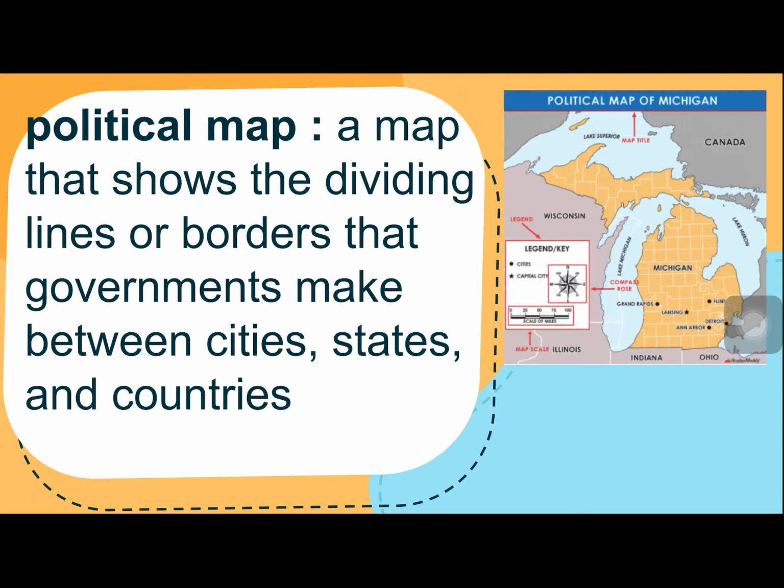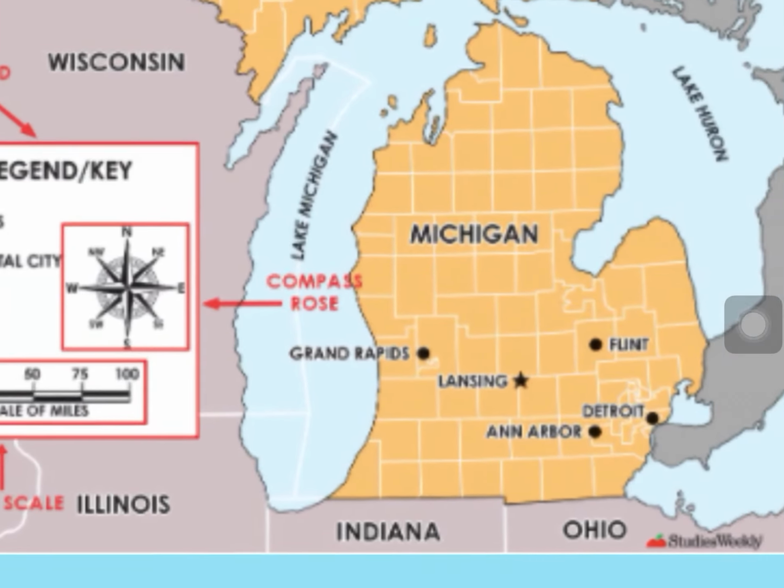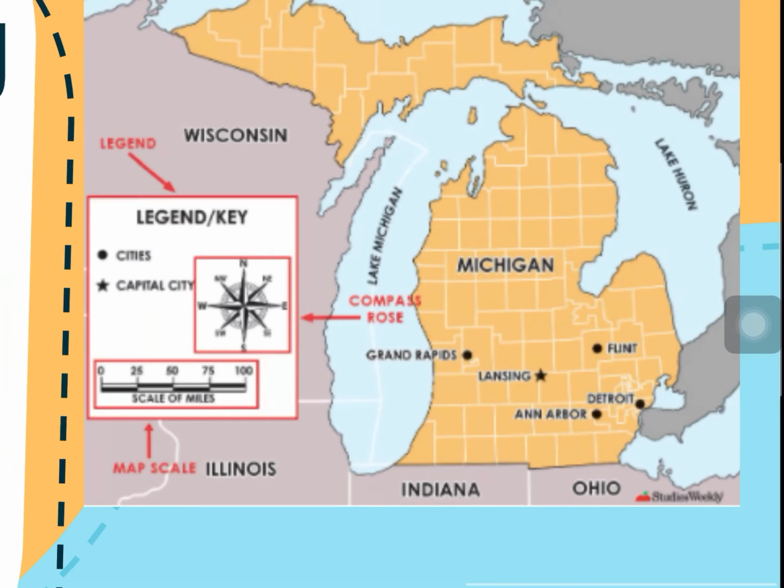Okay, so our next word is political map. Say political map. Good. This is a map that shows the dividing lines or borders that governments can make between cities, states, and counties. So in Saginaw, we live in a specific county for Saginaw, but there's other counties all throughout Michigan. And each of these boxes here represent a new county in Michigan. You can see there's quite a few here.